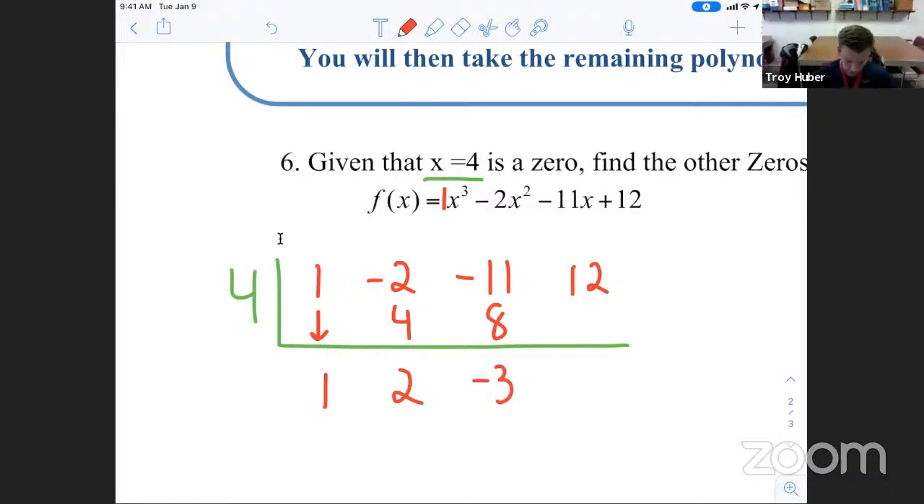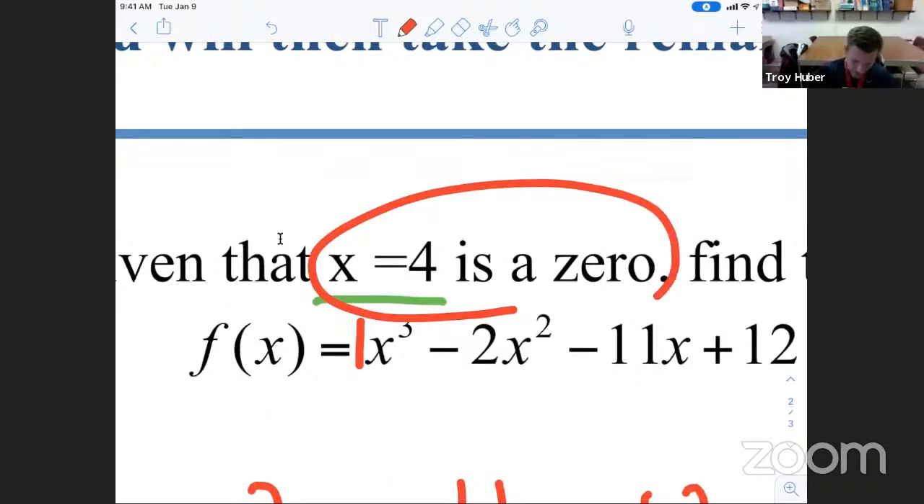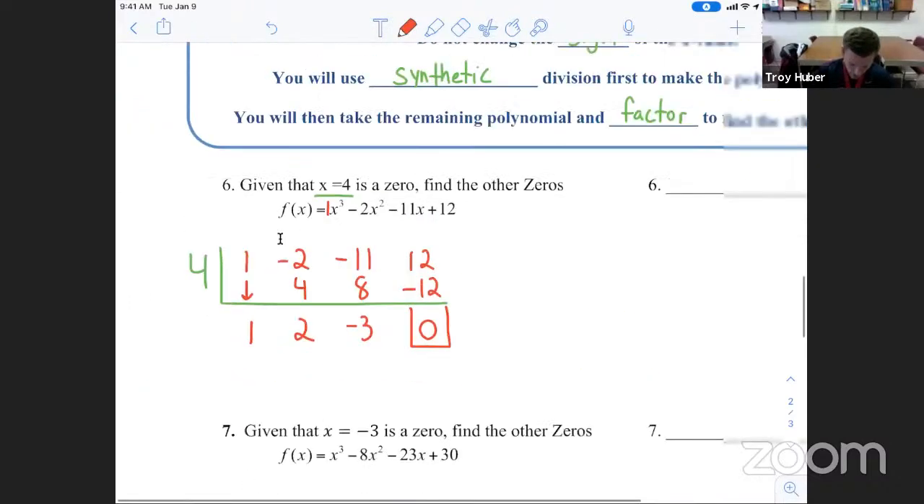Negative 3 times 4 is negative 12. And notice we have a 0 remainder. Well, that's because it told us 4 is a 0. If it's a 0, it's not going to have a remainder. So if you ever get a remainder, then you know you did it wrong and you have to go back and check your work. Okay?